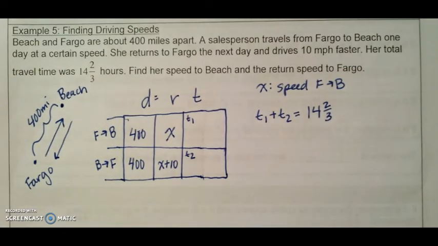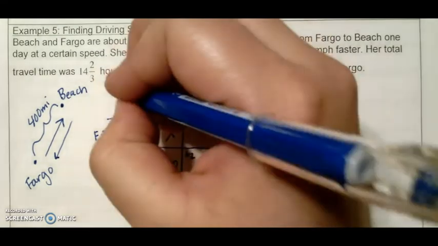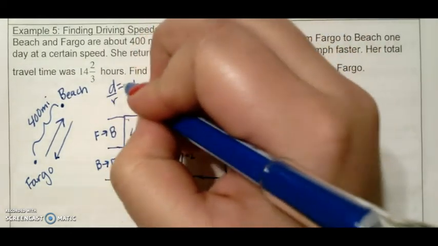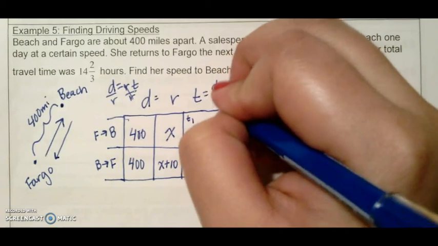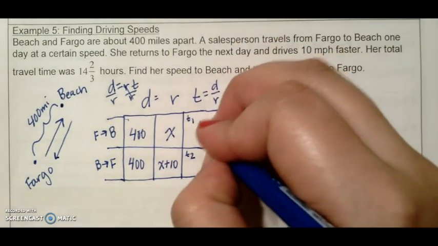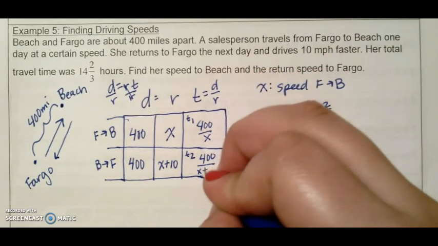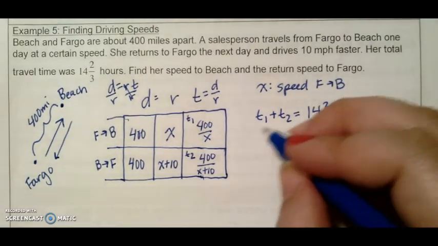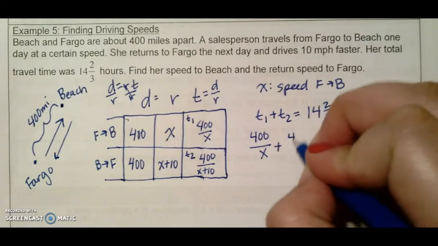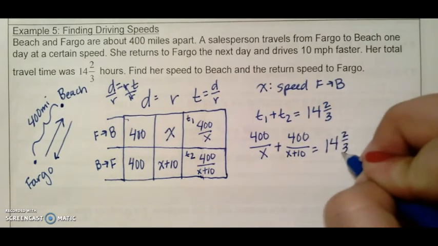Okay, but how do I find time 1 and time 2? Well, I know that distance is rate times time. So if distance is rate times time, then I can find time by dividing by the rate. So time is distance over rate. Using what I already filled in the table, time 1 is 400 over x, and time 2 is 400 over x plus 10, which means when I'm setting up my equation, I have 400 over x plus 400 over x plus 10 equals 14 and 2/3.